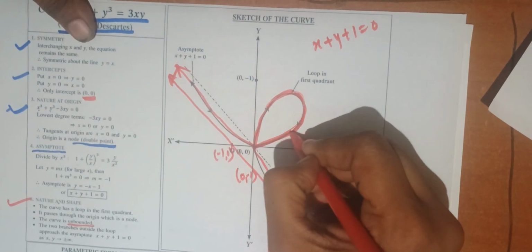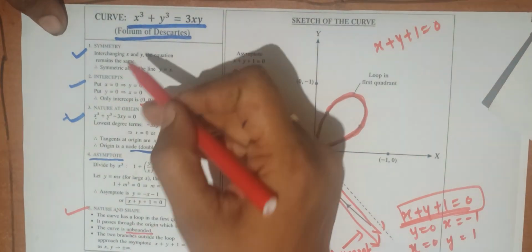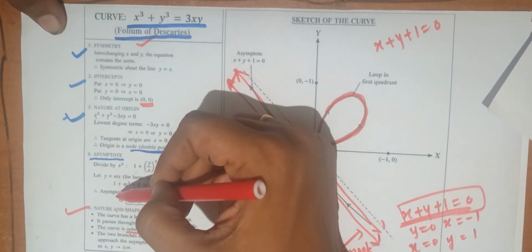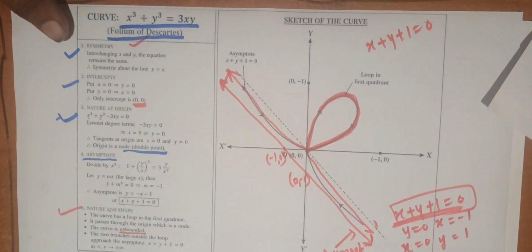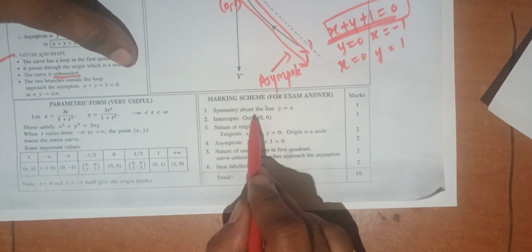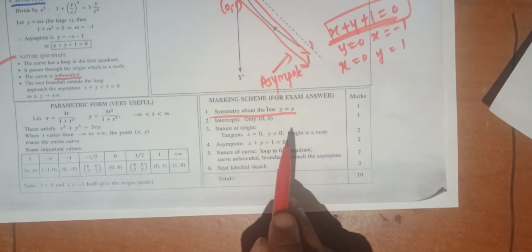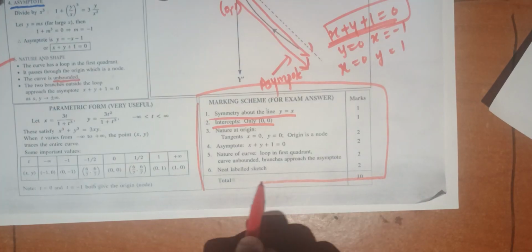Such type of curve we can draw by solving all these points: symmetry, intercept, nature at origin, asymptote, region of absence, and nature and shape of the curve. To solve such type of example in exam, we have to only write symmetry about the line y is equal to x. It is not necessary to check the symmetry along x axis, y axis, or origin. Now find intercept points, and nature at origin, write like this for exam purpose.